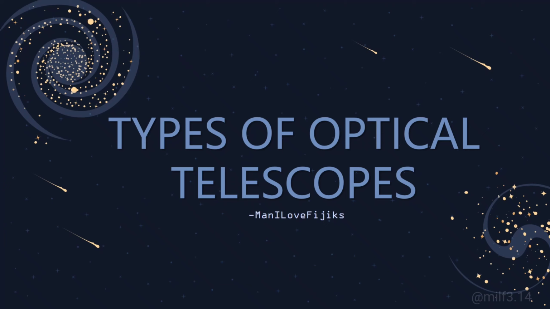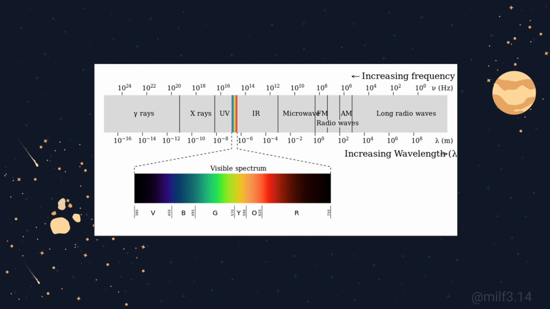Today I am going to talk about types of optical telescopes. First of all, telescopes are classified on the basis of the spectrum for which they work. As here, you can see a spectrum diagram. Now, the telescopes which work in this range are called gamma ray telescopes. The telescopes which work in the X-ray range are called X-ray telescopes. The one which works in the radio waves range is called radio telescopes. The one which works in the UV range is called UV ray telescopes, and the one which works in the infrared range is called infrared telescopes.